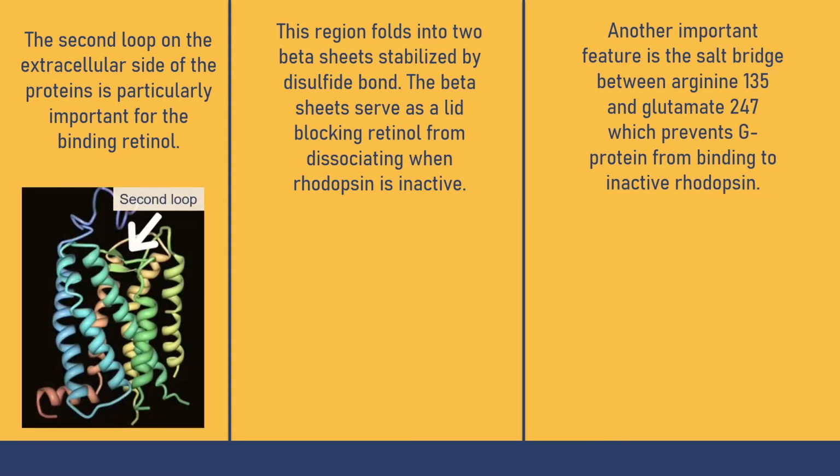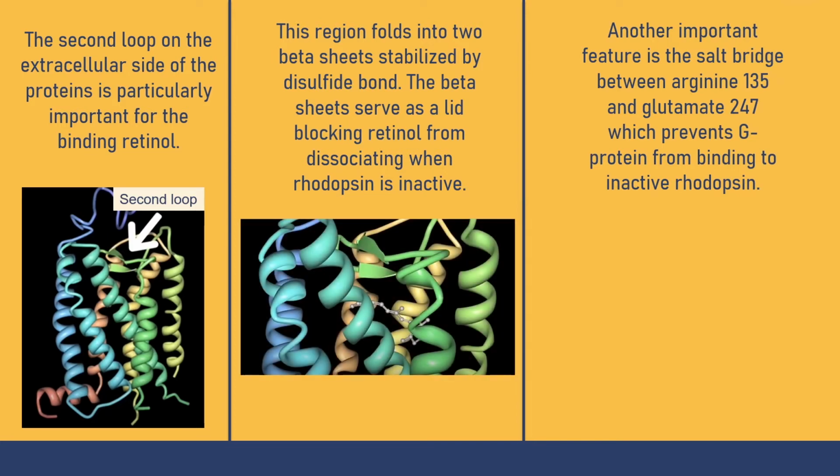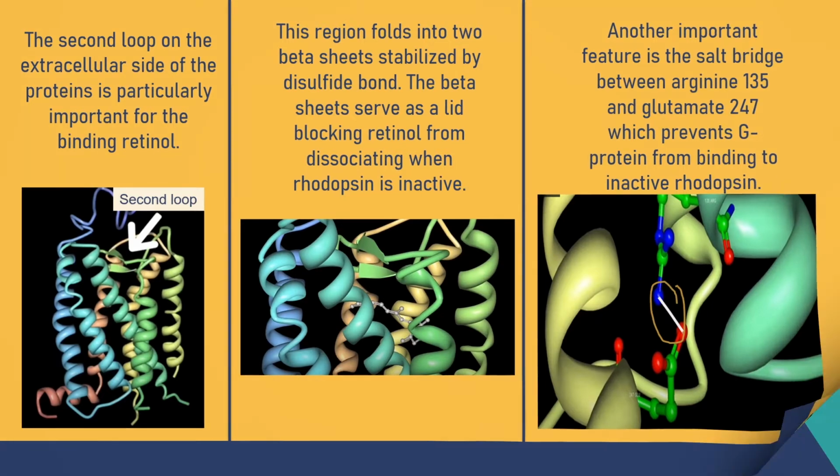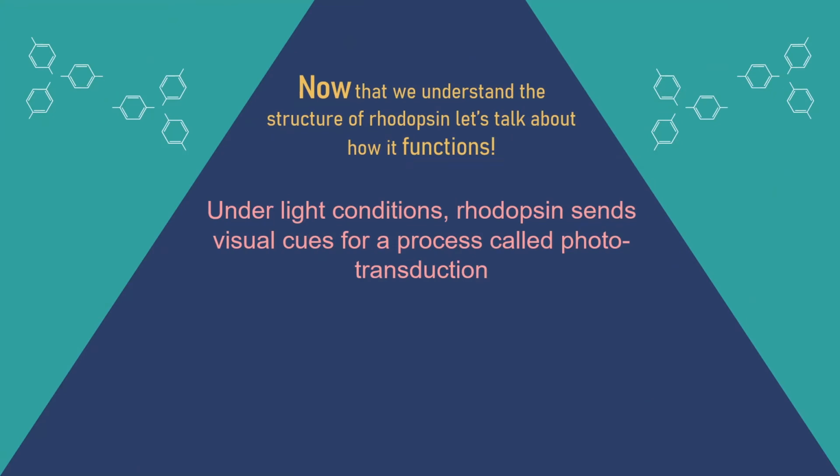The second loop on the extracellular side of the protein is particularly important for binding retinol. This region folds into 2 beta sheets stabilized by a disulfide bond. The beta sheets serve as a lid, blocking retinol from dissociating when rhodopsin is inactive. Another important feature is the salt bridge between arginine 135 and glutamate 247, which prevents G protein from binding to inactive rhodopsin.